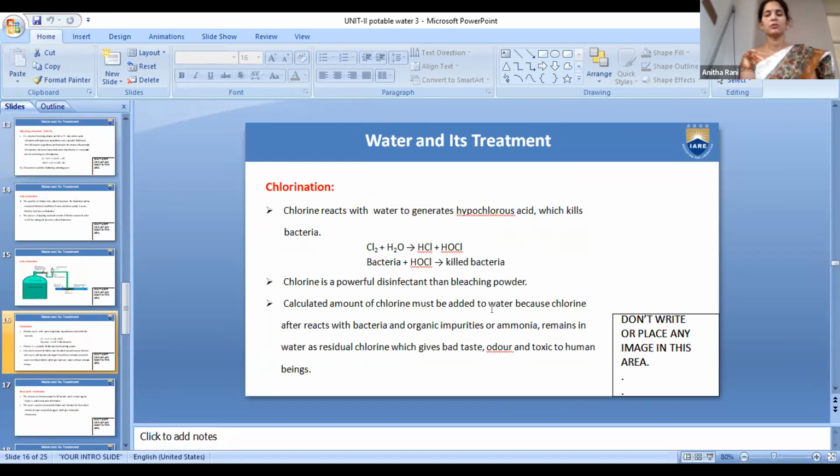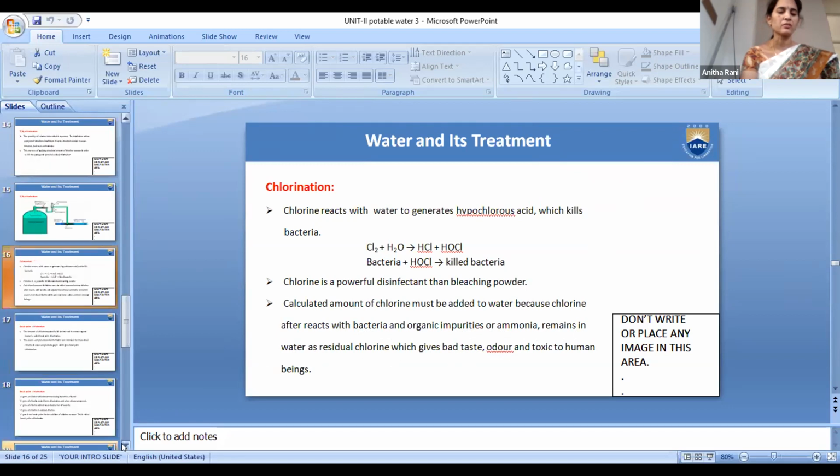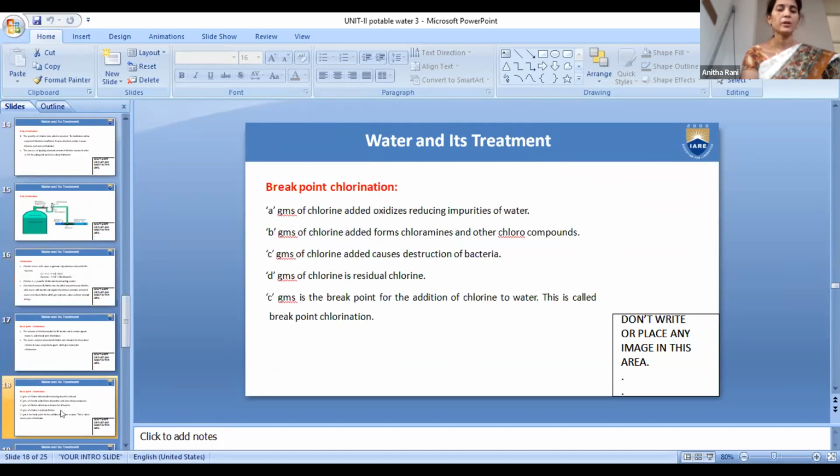So a calculated amount of chlorine must be added to water, because after chlorine reacts with bacteria and organic impurities or ammonia, it remains in water as residual chlorine, which gives bad taste, bad odor, and is also toxic to human beings. It is toxic to human beings. So we will know this by breakpoint chlorination.